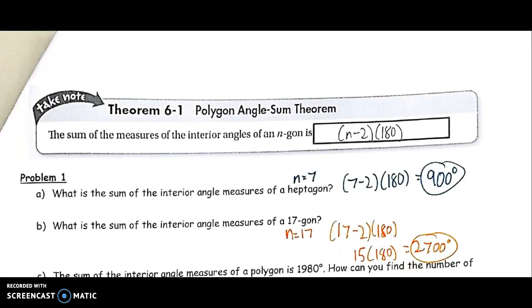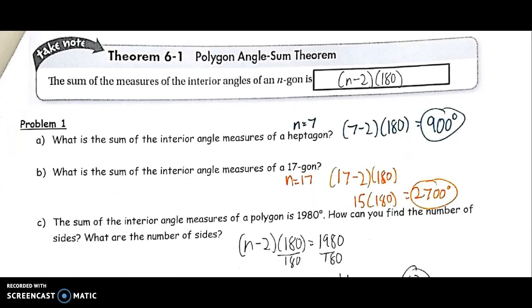So on the next page we have the polygon angle sum theorem, and again this is what we're building towards with our last chart. Whenever I take the sum of the measures of the interior angles of any n-gon, so any kind of polygon, I always take the number of sides and subtract 2, then I take that total and I multiply times 180.